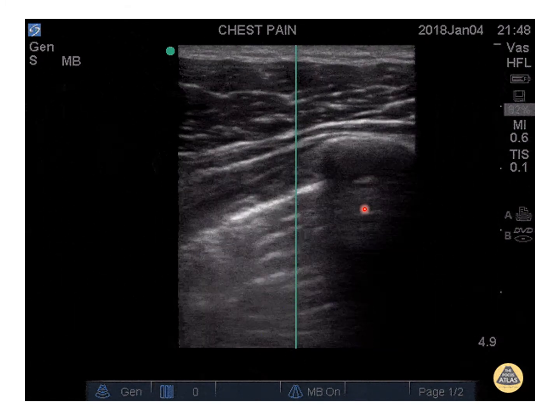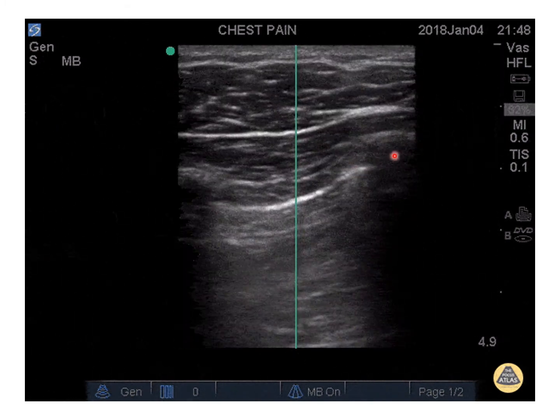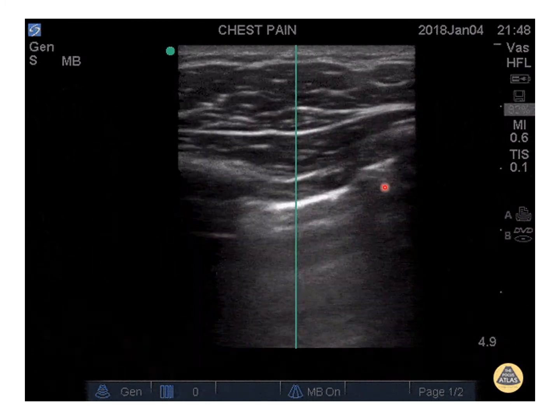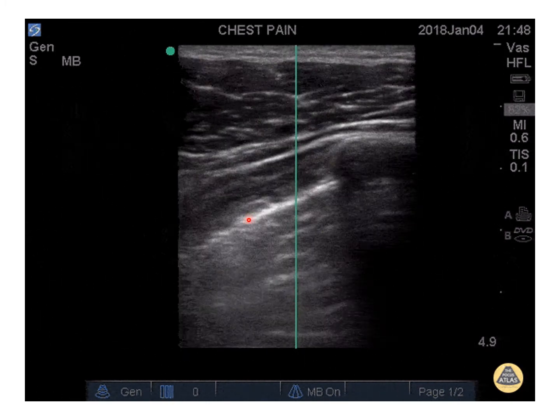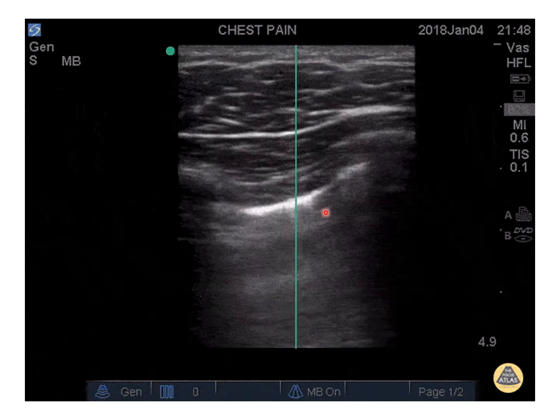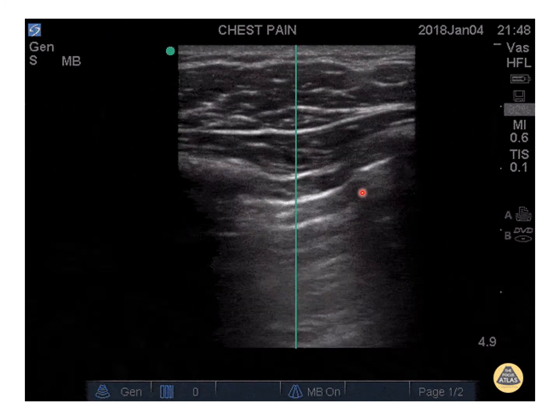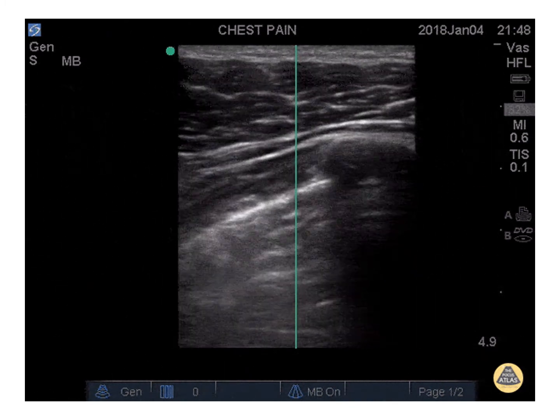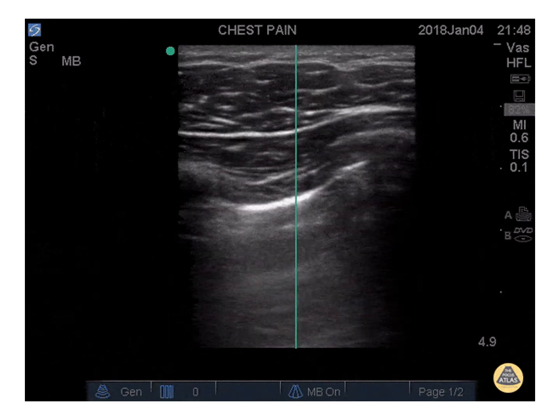So here's that sliding. Here's the shadow of the rib. There's the bright white of pleura. And as the patient takes a breath, you can see the pleura sliding back and forth. It's negative for pneumothorax.